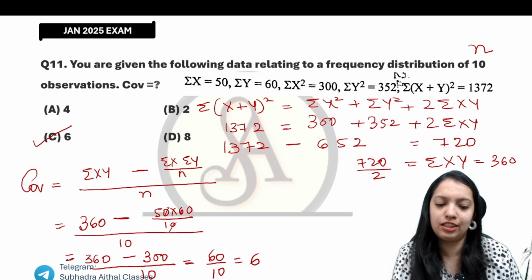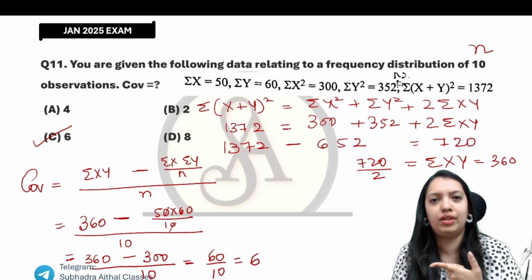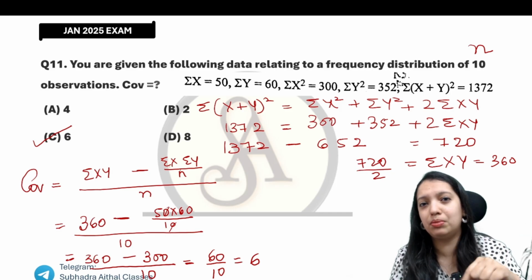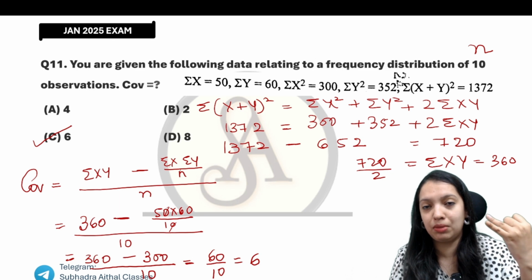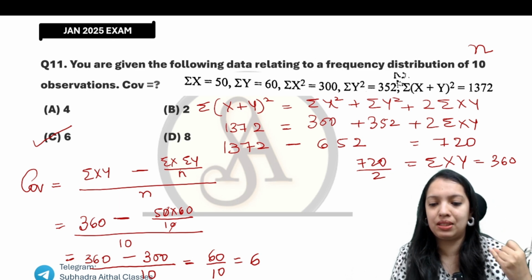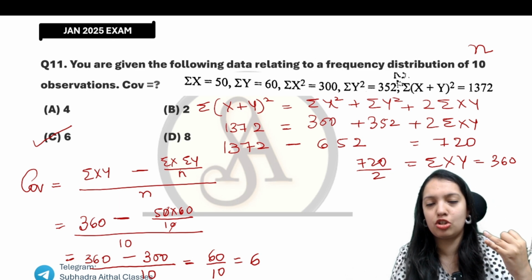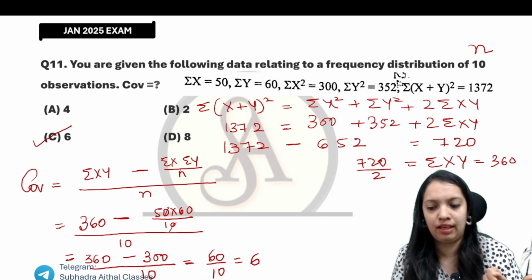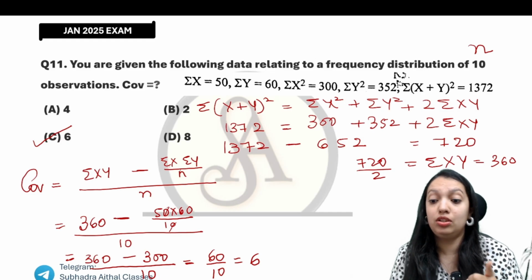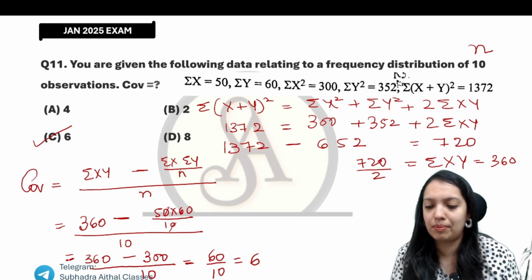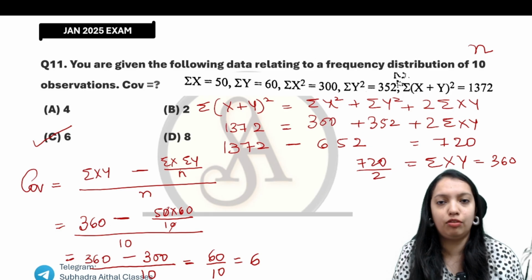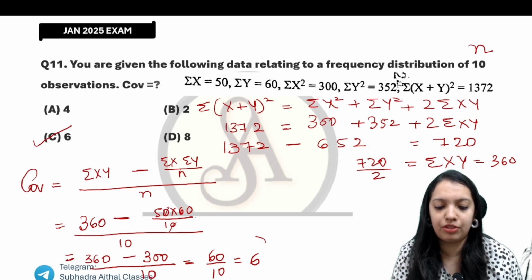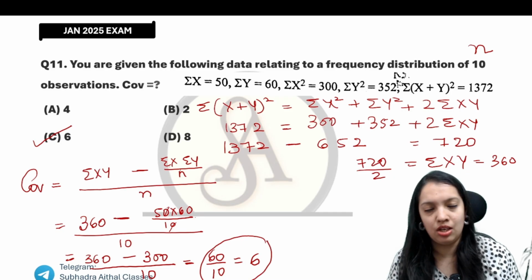For this, the first one I require is summation xy, which is not given in the question. Instead, they have given summation x plus y the whole square. Use a plus b the whole square formula, a square plus b square plus 2ab. So I have replaced summation x square 300, summation y square 352, plus 2 summation xy is something that we have to calculate. After solving, you get 720. 2 summation xy is 720. So, summation xy 360. Apply that in the formula. Solve this. Summation x 50, summation y 60. After solving, the final step comes down to 6. 6 is correct.